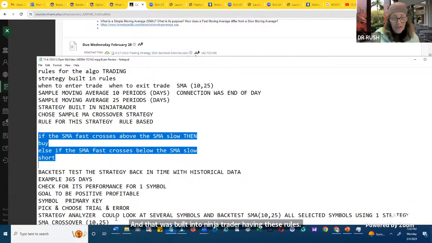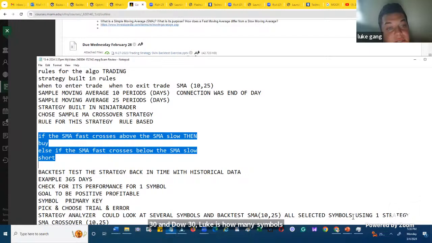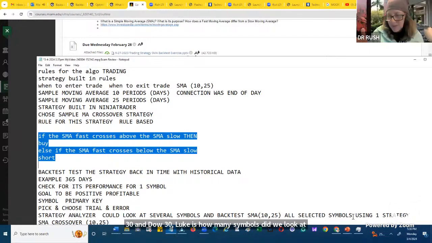We used strategy analyzer and we back tested, and we did it using a select number of symbols, like NASDAQ 100. So for Dow 30, Luke, how many symbols did we look at? We looked at 30 symbols. Look at that. Now it seems so simple, doesn't it? We looked at 30 symbols, right?